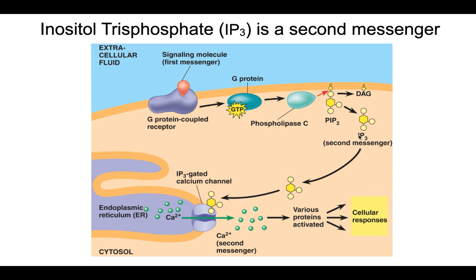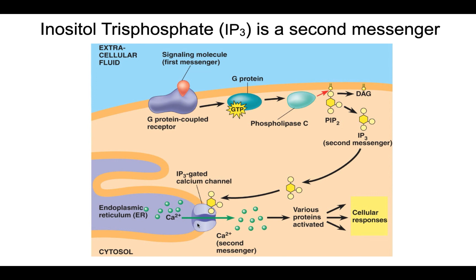And if we look at the overall scheme of a signal transduction pathway, we have all sorts of things we can take a look at. So again, we've got our G protein coupled receptor. It activates the G protein. Now in this case, our G protein is activating a phospholipase C. Phospholipase C converts PIP2 into IP3. That's our second messenger.